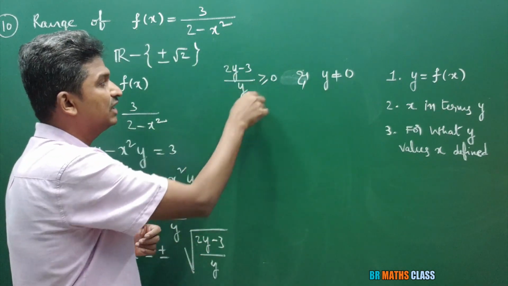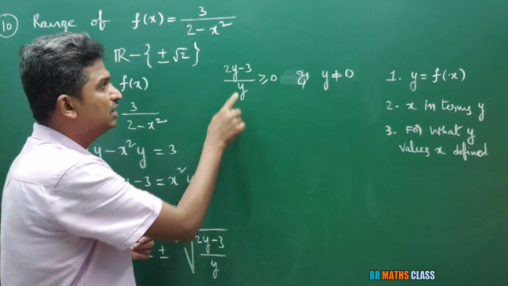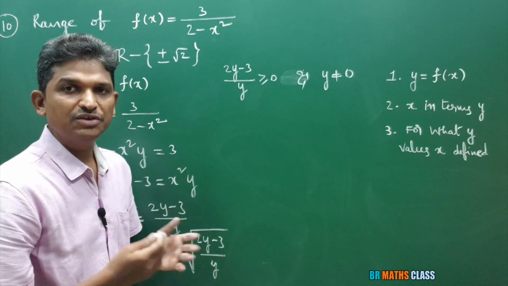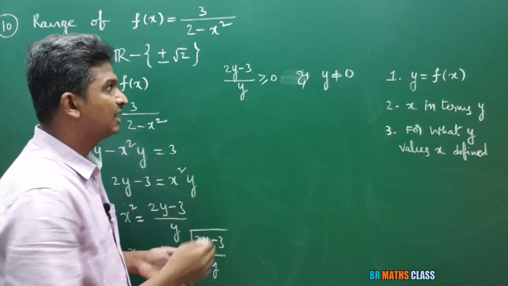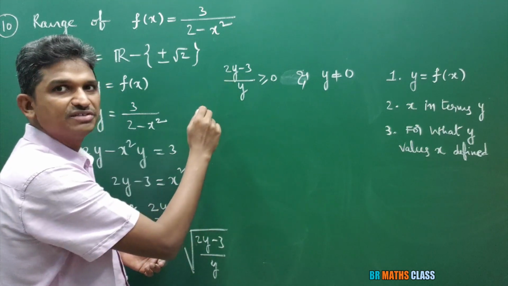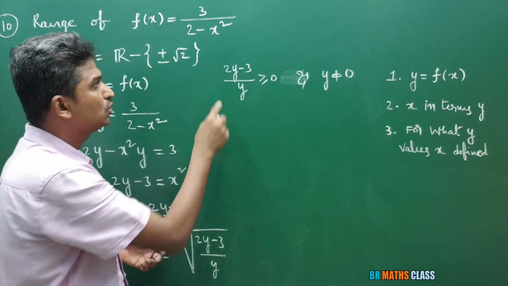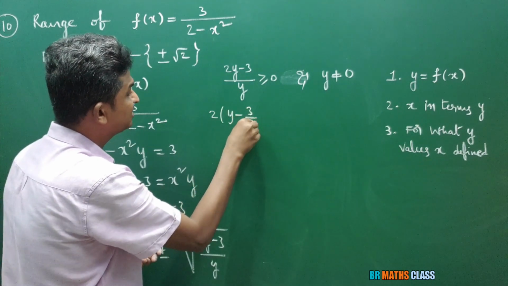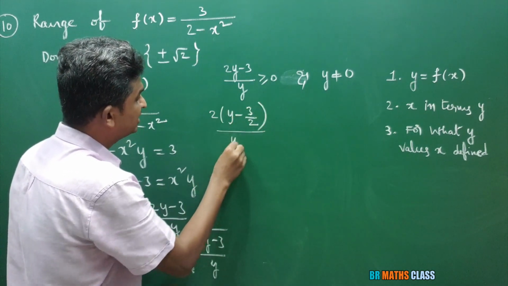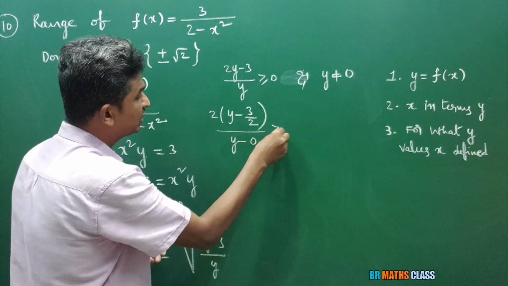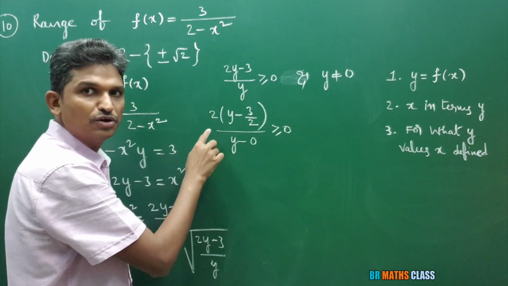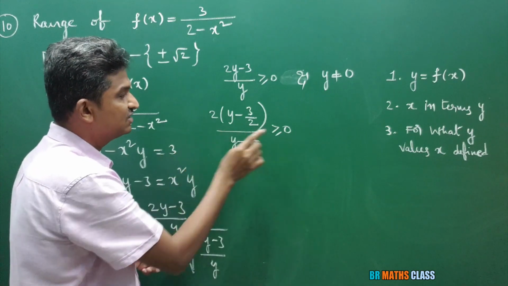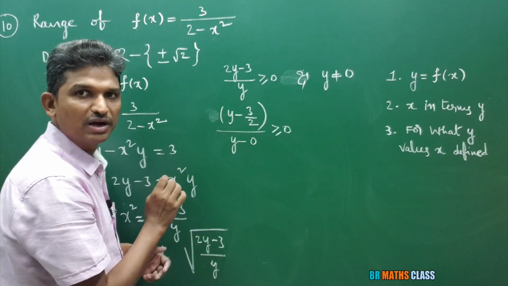Now, to get the y values which satisfy this inequality, if it is in the form of y minus a divided by y minus b, by using the wavy curve method I can say easily. But here the y coefficient 2 is there. I want y coefficient 1. So I'll take 2 common here. If you take 2 common, what you will get? y minus 3 by 2 divided by y, which can be written as y minus 0, greater than or equal to 0. As 2 is positive, you divide both sides by 2. This 2 will get cancelled. 0 by 2 is 0 only. I hope you are understanding.